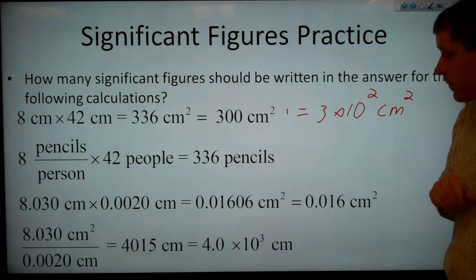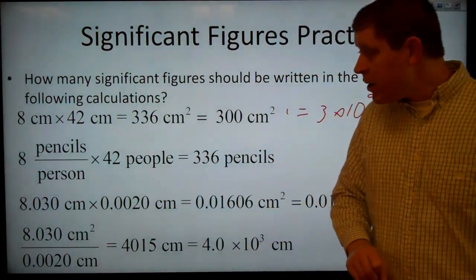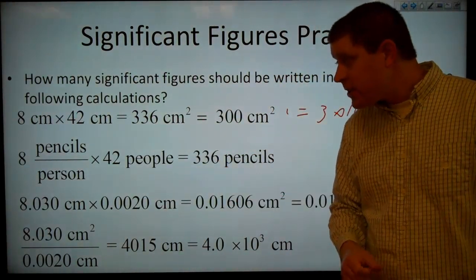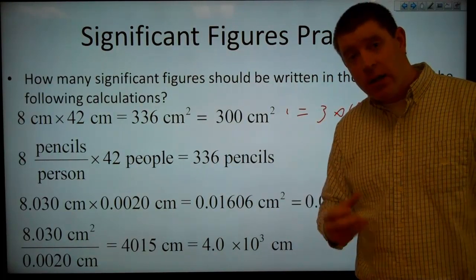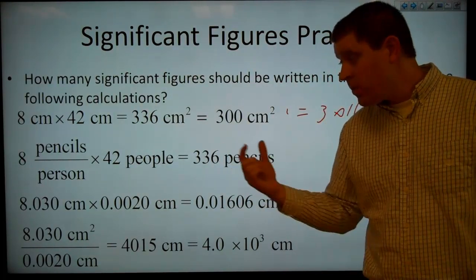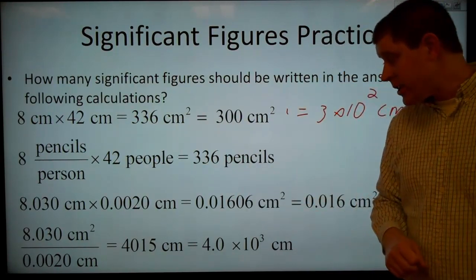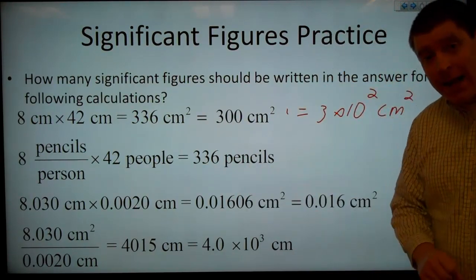If we have 8 pencils per person times 42 people, in that case, that 8 pencils per person is an exact number, and 42 people is an exact number. So in this case, we have 336 pencils, and that is an exact number.